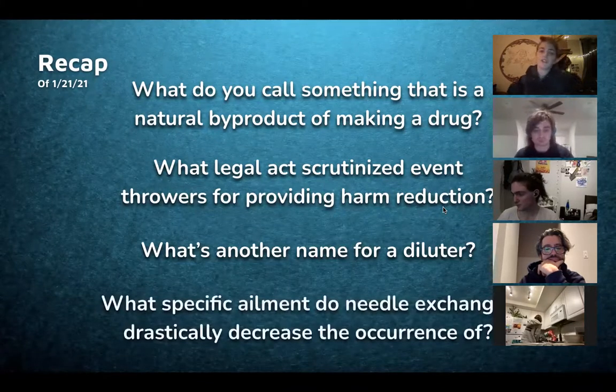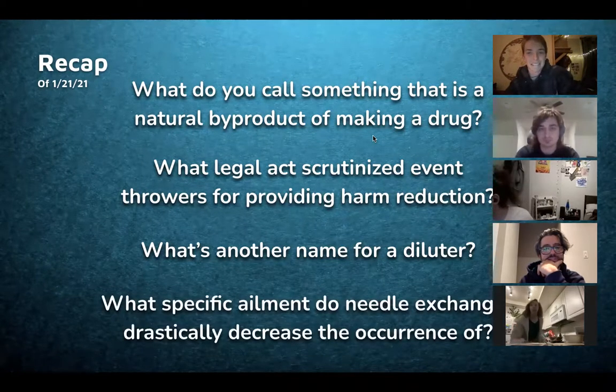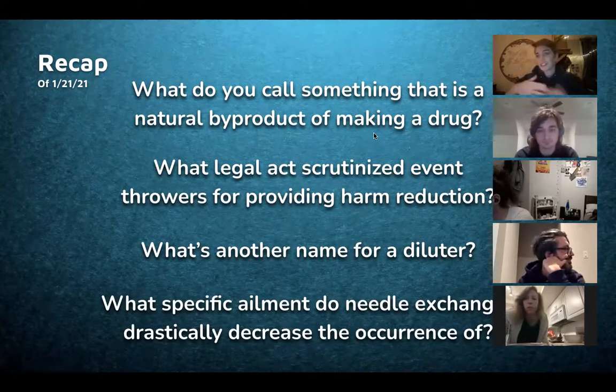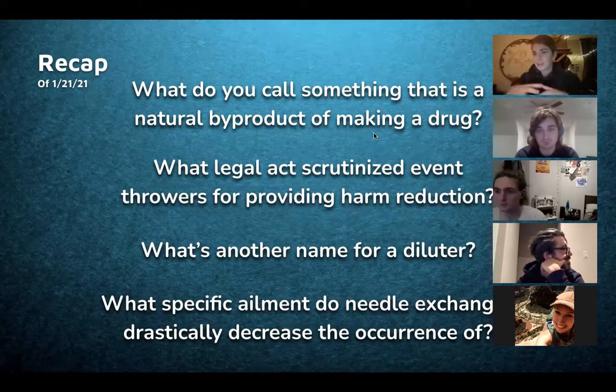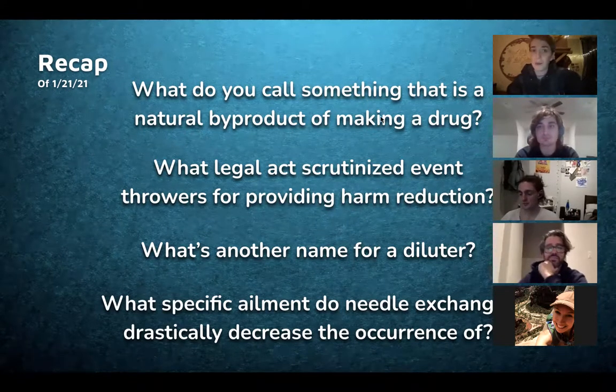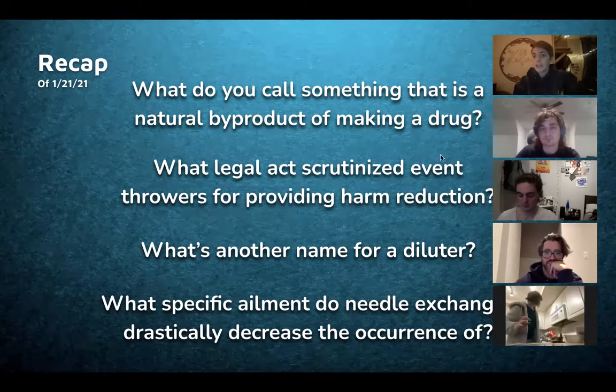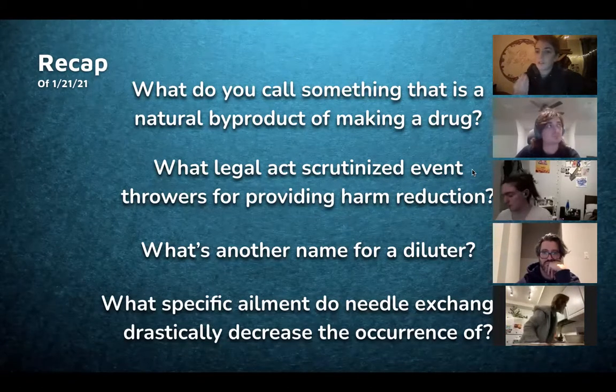Do needle exchanges drastically decrease the occurrence of? Yes, HIV, that's right. HIV, AIDS, the same general timeline, right? And overdose. Yeah, overdose is indeed an ailment. In answer to your question, fentanyl is not used as a diluter because fentanyl is an active ingredient.